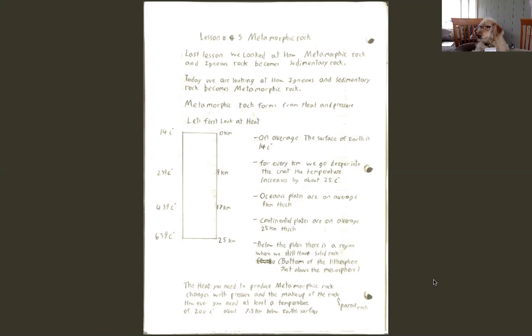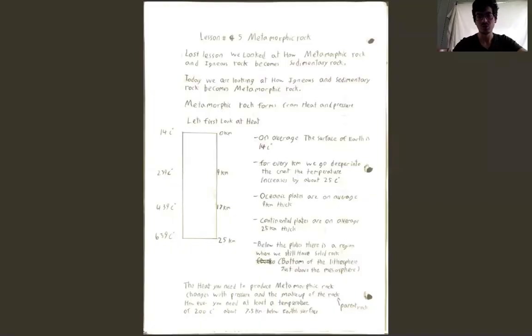So metamorphic rock, you need heat and pressure. So let's first look at heat, the first component we need for metamorphic rock. The heat that heats up the rocks comes from the Earth's core that heats up kind of all of Earth. All right, let's try this again. Okay, so let's start off by looking at heat.